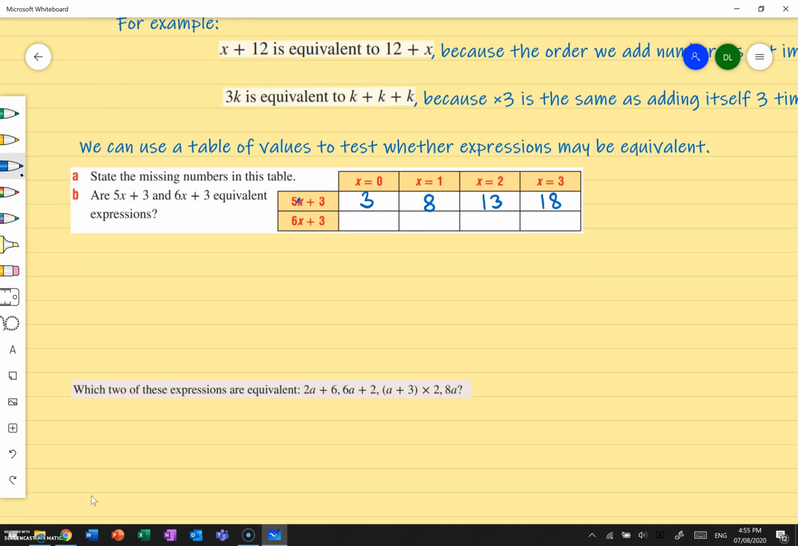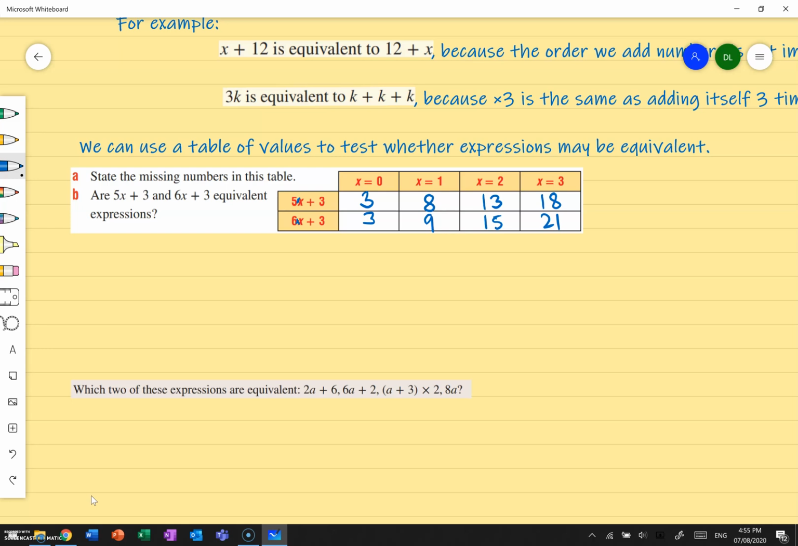Up next, I've got 6x plus 3. When I have x equals 0, so remember it's 6 times 0 gives me 0, plus the 3 gives me 3. And so far, it looks like they could be equivalent, but let's keep going. 6 times 1 gives me 6, plus 3 gives me 9. 6 times 2 gives me 12, plus 3 gives me 15. 6 times 3 gives me 18, plus the 3 gives me 21.